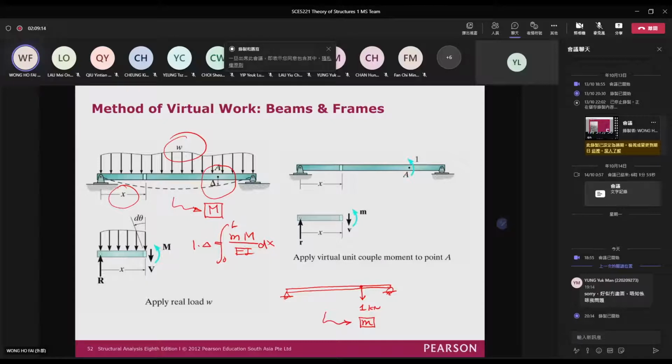Instead of finding the so-called deformation, we can also find the rotation. Say, for example, we want to find what the rotation is here.